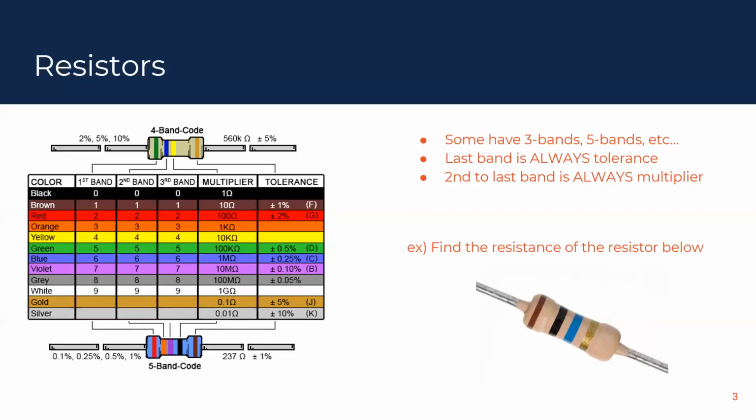Okay, so let's discuss what you found. You should notice that the first band is brown, which is 1. The second band is black, which is 0. The third band is the multiplier because it's the second to last band, so that's blue, so that's mega ohm. So we have 1, 0, or 10, and then blue, mega, so we have 10 mega ohms. And then the last band is gold, so that's plus or minus 5%.